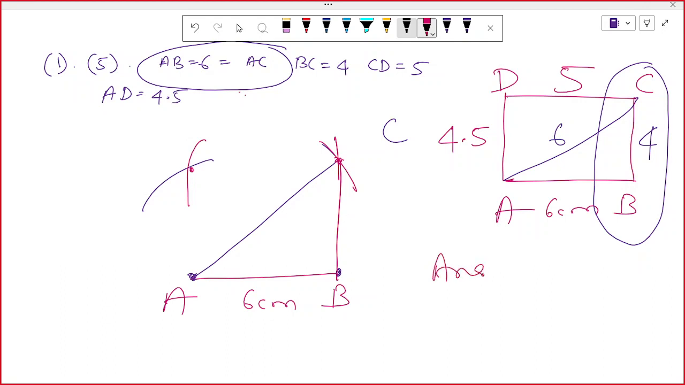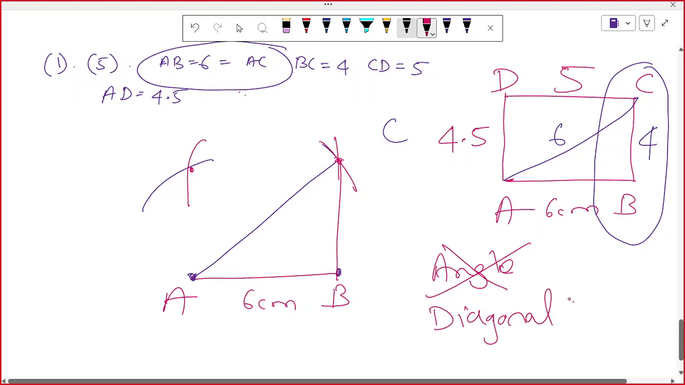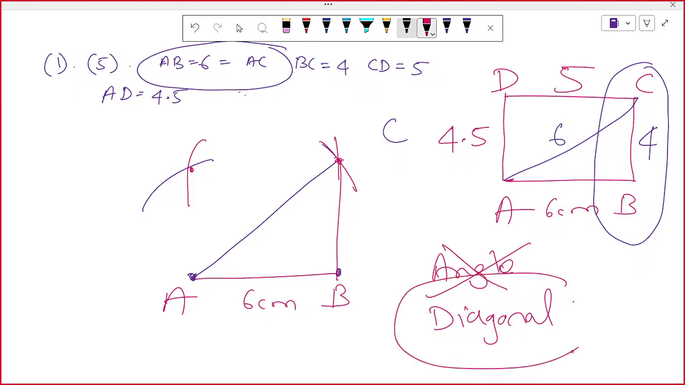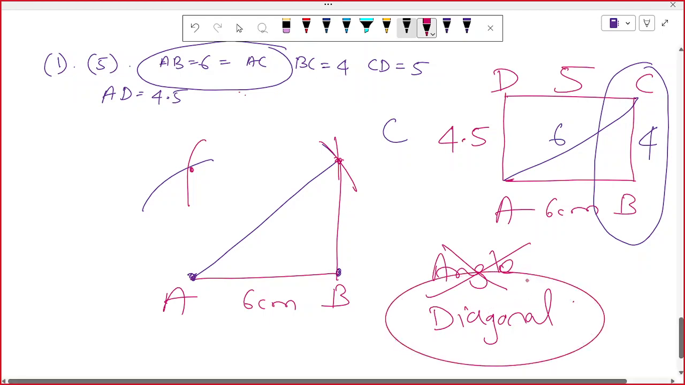So remember this, when an angle is not given, we need a diagonal. Make a note of this. When an angle is not given to construct, check for a diagonal. Without a diagonal, you can't construct. Join the points like this. You get A, B, C, and D. Write all the values: 5, 6, 4.5, 4. That's it. Done.